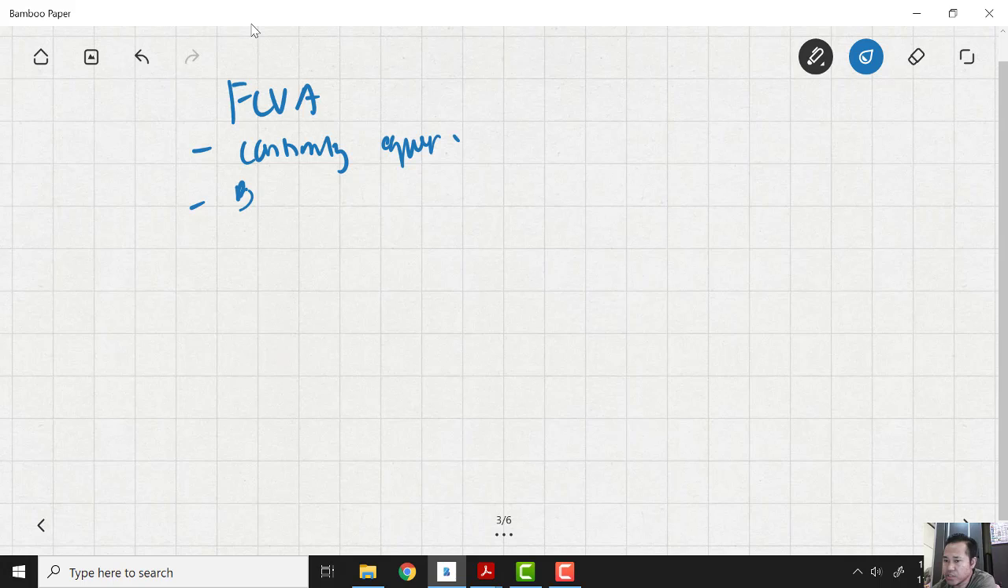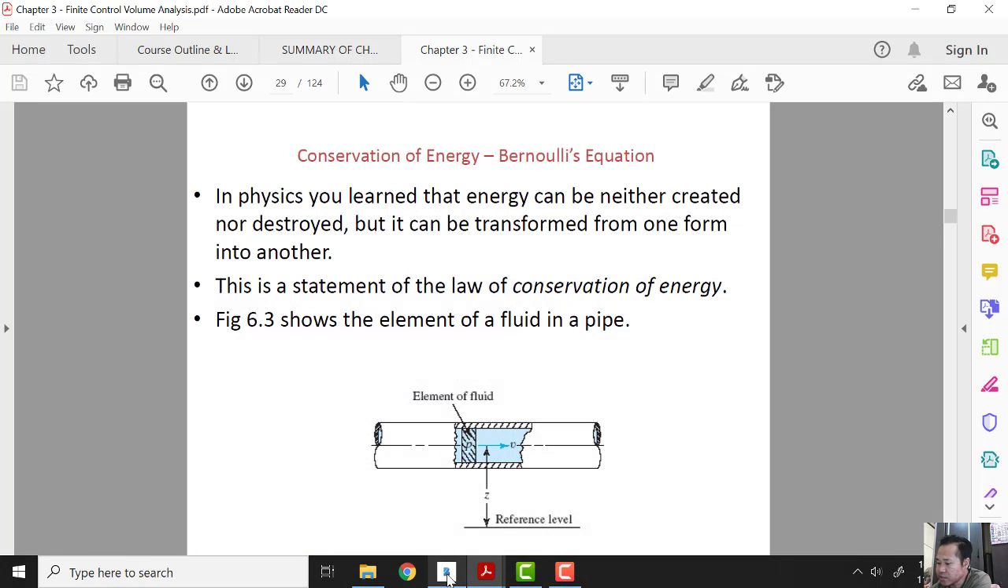Second is the Bernoulli equation, or energy equation. Usually we just call it the Bernoulli equation, but we write it as an energy equation. And lastly we will look at momentum. Now that we have finished the continuity equation, we will look at the energy equation: conservation of energy, or the Bernoulli equation.